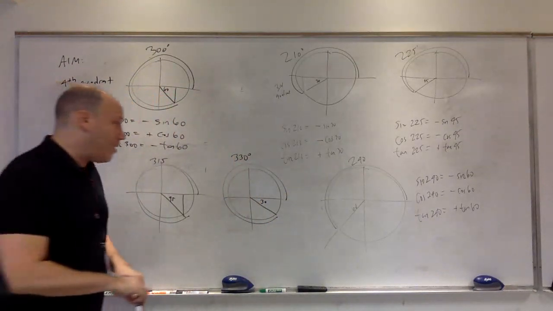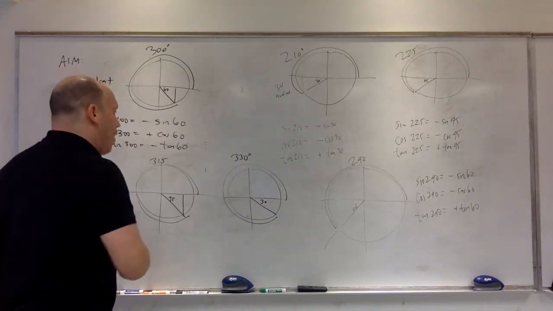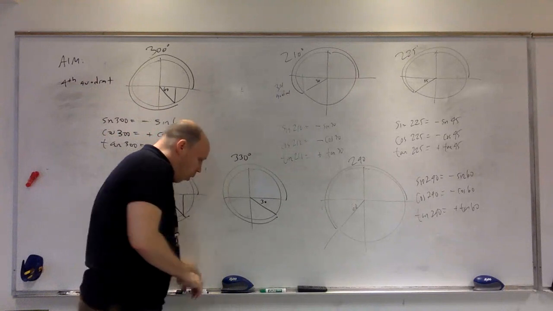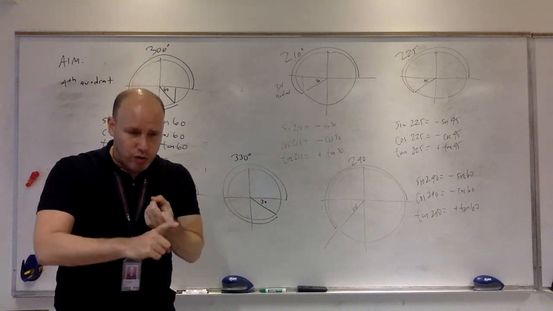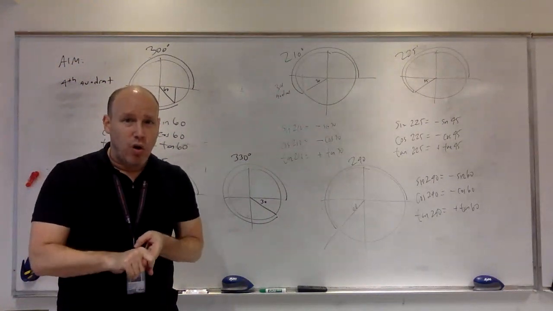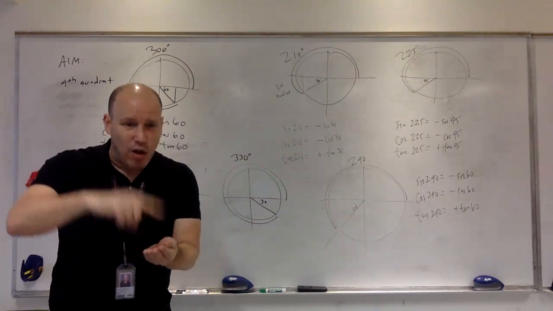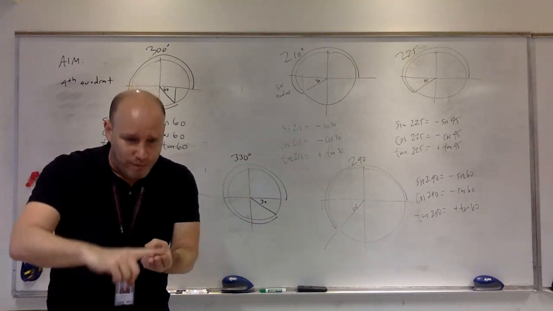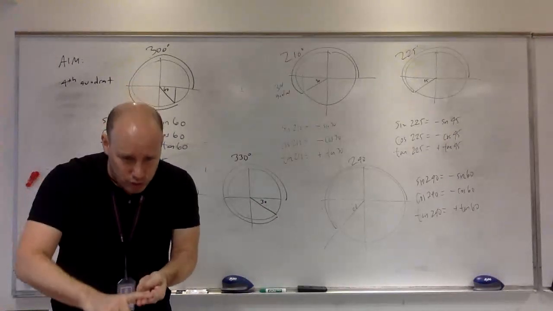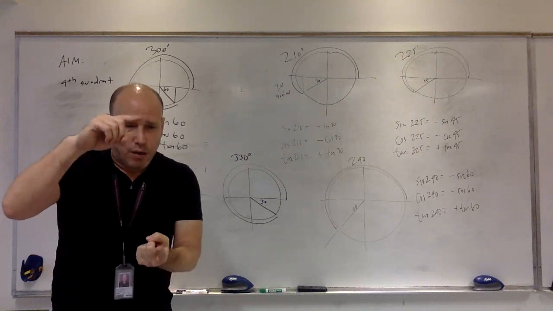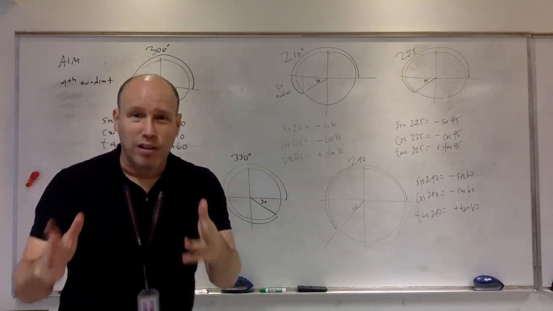So what you're going to do is complete the chart, and you will now know the sine, cosine, and tangent of all the quadrantals and all the special angles. So 0, 30, 45, 60, 90, 120, 135, 150, 180, 210, 225, 240, 270, 300, 315, 330, 360. Good luck.